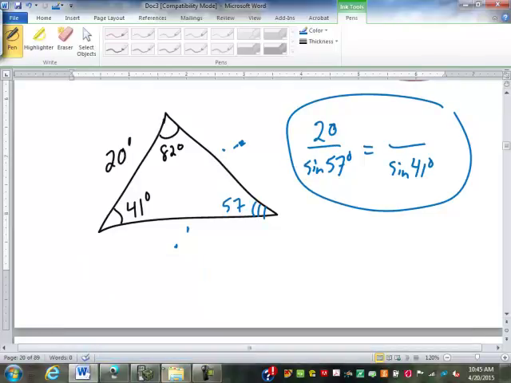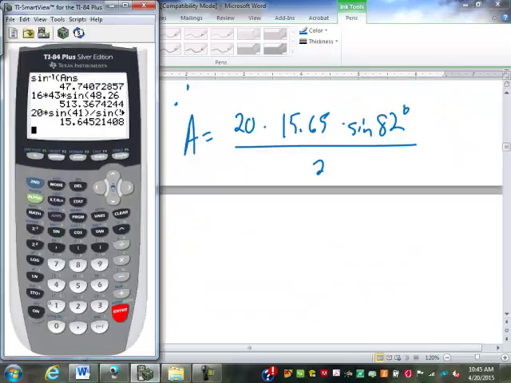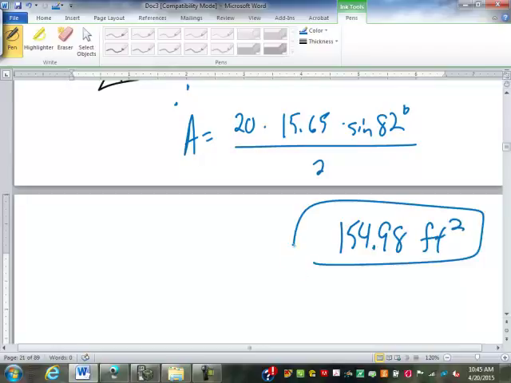So we got what? 15.65 feet, so the area is 20 times 15.65 times the sine of 82 over 2, giving us 154.98 square feet. Yes, no, cool.